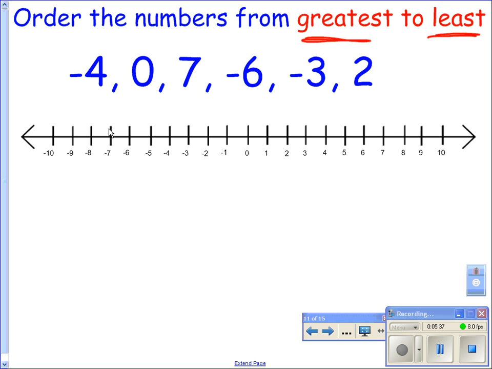This one says greatest to least. Make sure you pay attention. So we're still going to plot the points where they are on the number line. Then we have to make sure that it goes from biggest to littlest. So we're going to look from right to left for this one when we're putting them in order. So in order from greatest to least would be 7, 2, 0, -3, -4, then -6.